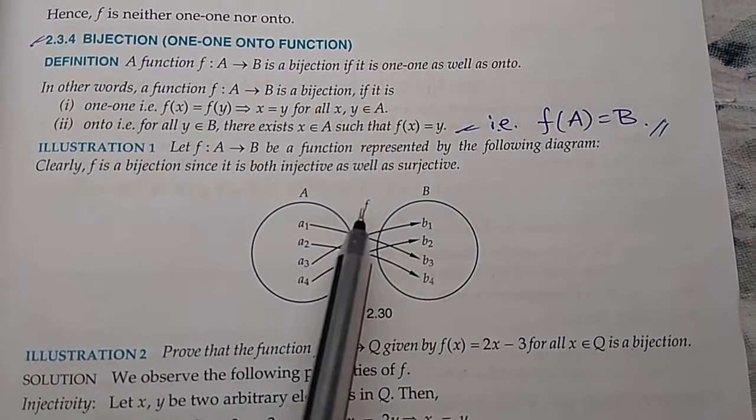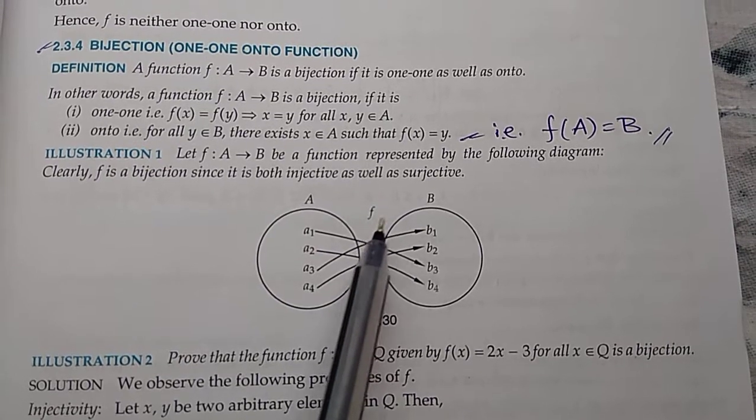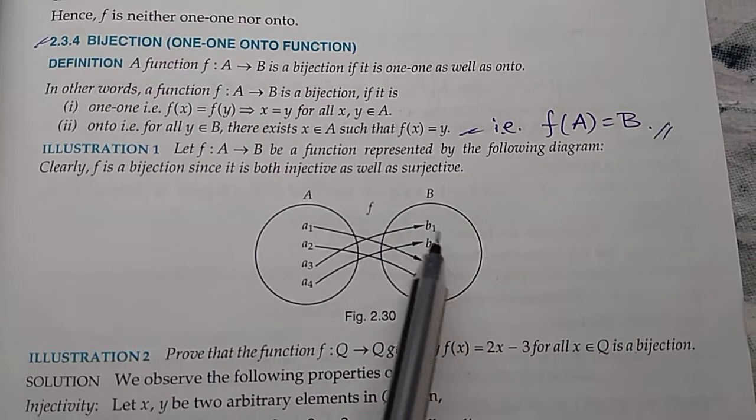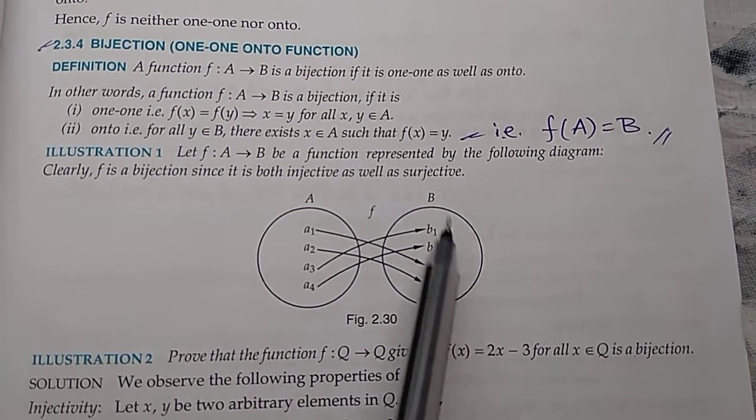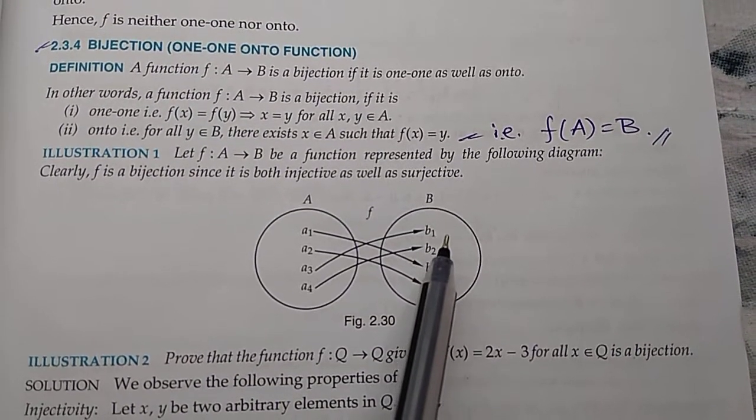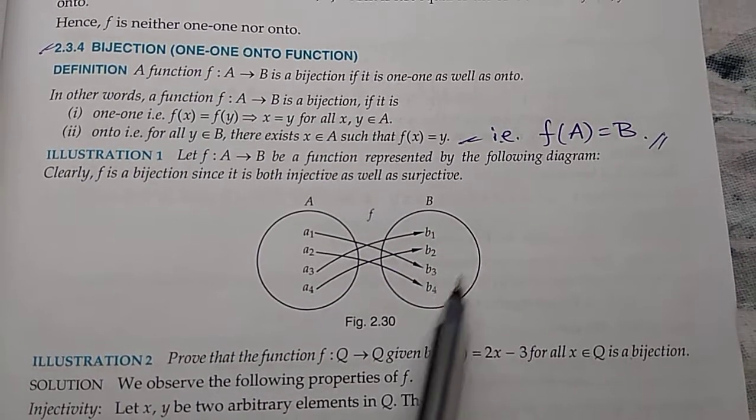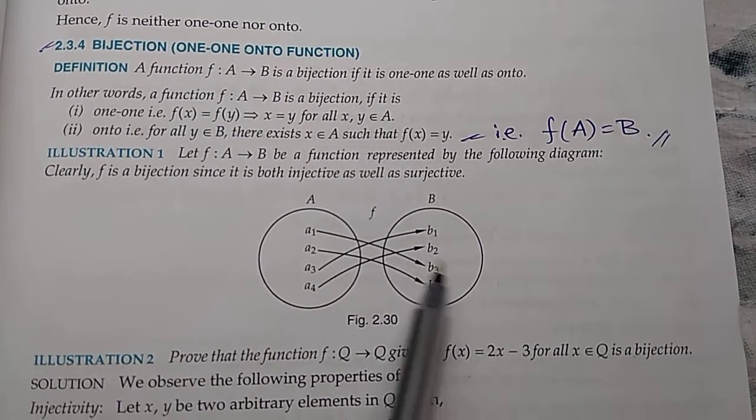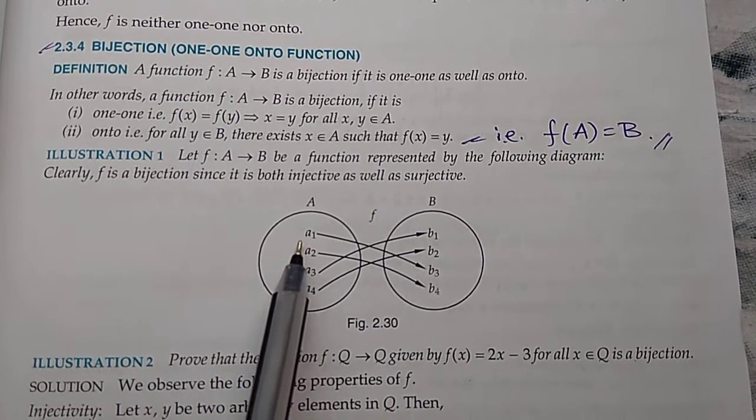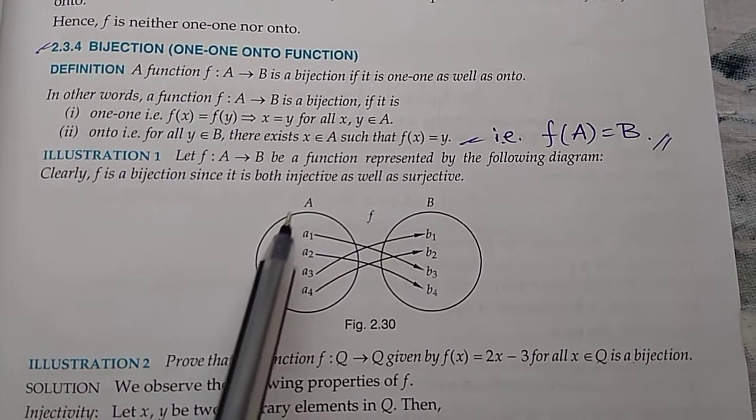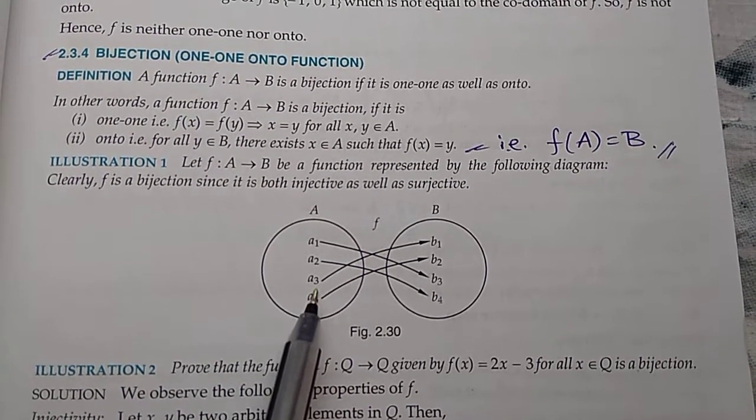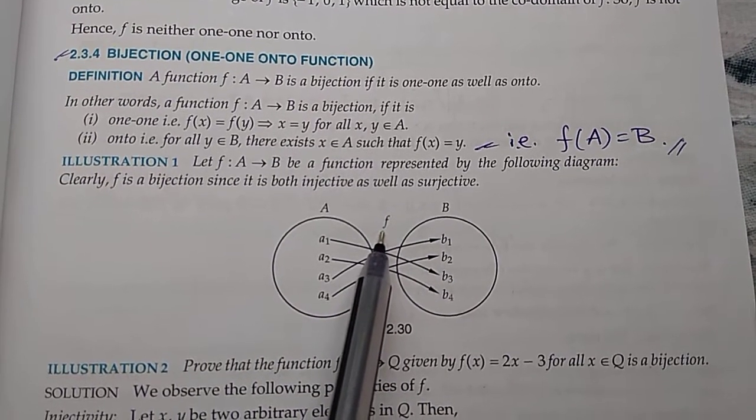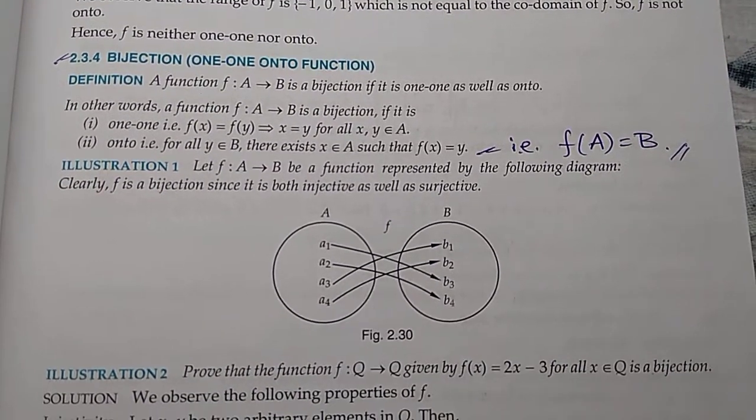Again, each element in the set B has a preimage in the set A. So here f is 1-1 as well as onto. Onto because the image set contains b1, b2, b3, b4 and the codomain set also contains the same elements b1, b2, b3, b4. So image set and codomain set are the same. So it is onto. And since each element of A has different images in the set B under the function f, f is 1-1.